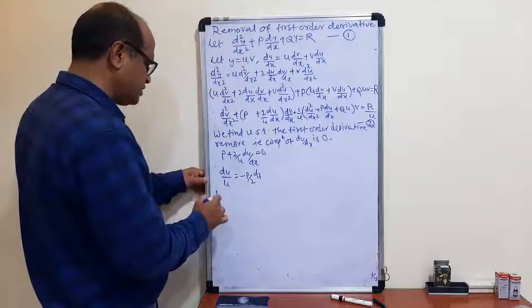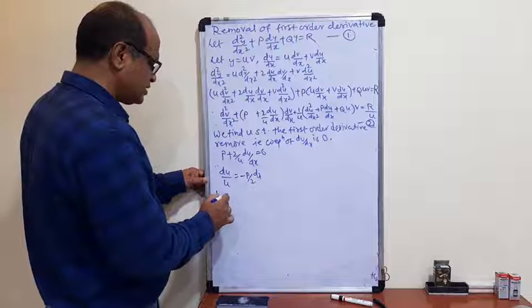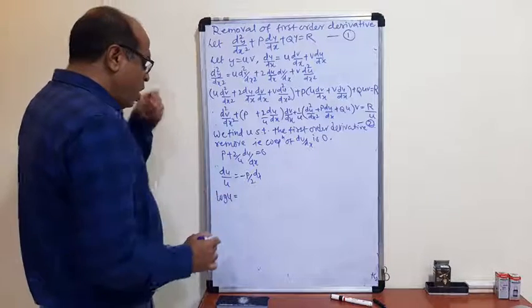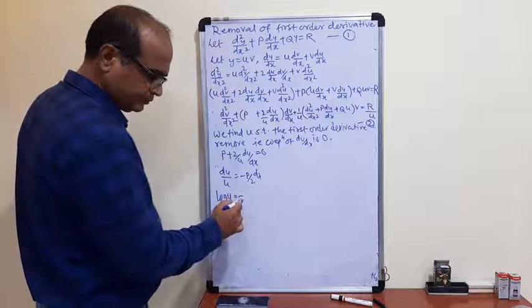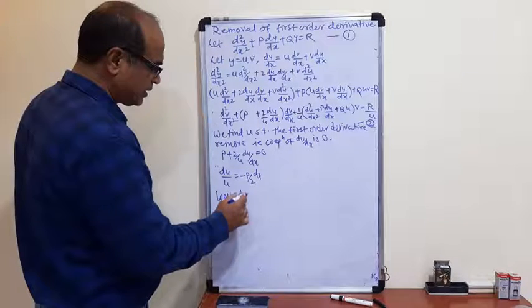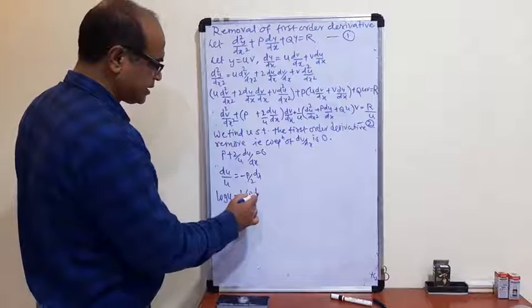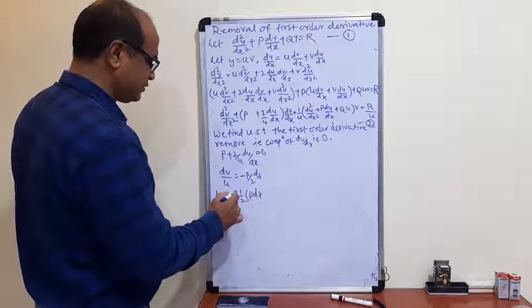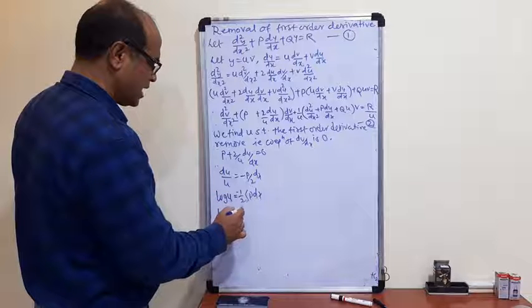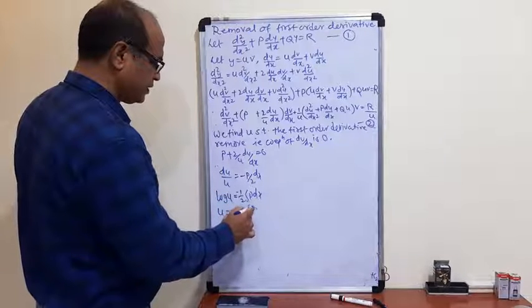So on integration, what is the integration of this? So this is log u equal to minus p by 2, minus 1/2 integration p dx. So what is u? So we find here u is equal to e to the power minus half integration of p dx.